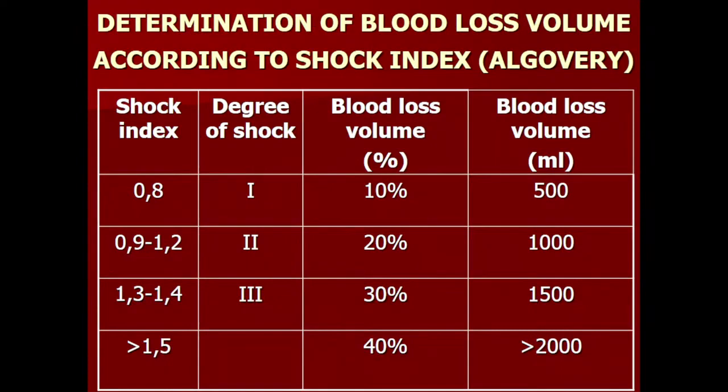Determination of blood loss volume according to the shock index by Algover. You look, if shock index is half to 1 unit, it's first degree. Blood loss is 10% of volume or a half liter, 500 milliliters of blood. If 1 unit to not more than 1.5, it's second degree. It's 20% or 1 liter of blood loss. If more than 1.5, you look on the table, 1.3, 1.4 and more, it's 30%. If more than 1.5, it's third degree, but it's terminal phase of shock.